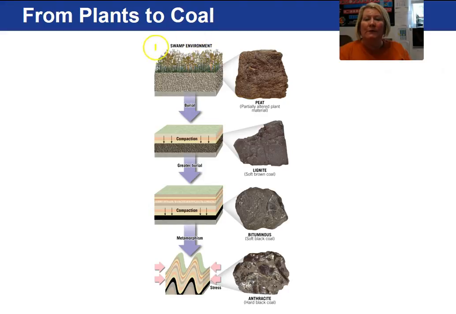Here's a visual. We have our swampy environment where peat forms. Upon deeper burial and compaction, we get lignite, then bituminous, and then finally the hard black coal containing the highest heat content is anthracite coal.